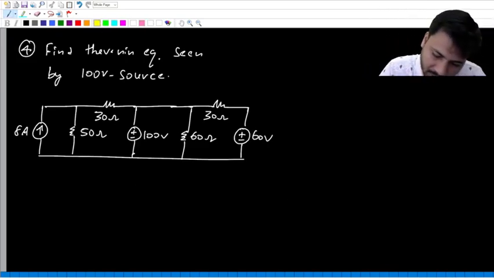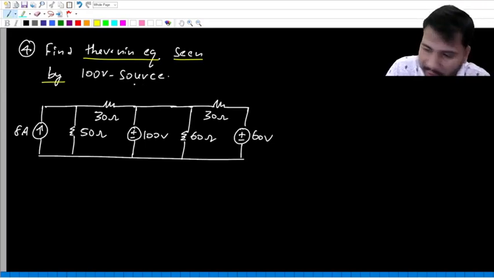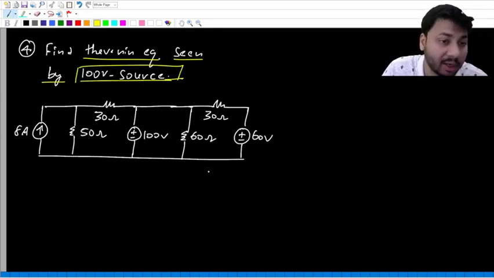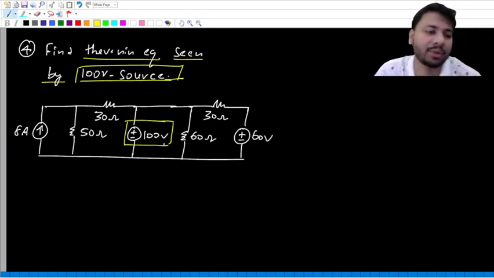So in this circuit, the question is what? To find the Thevenin equivalent seen by, meaning what? Across the 100 volt source. Where is the 100 volt source in this network? This is the 100 volt source.